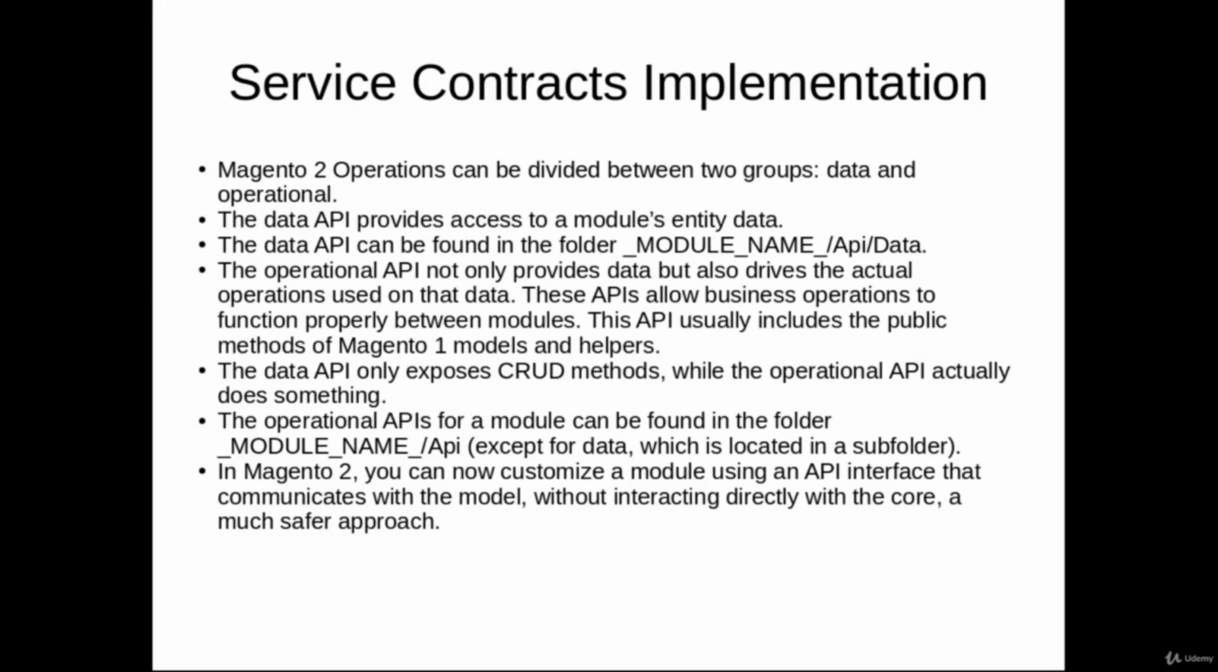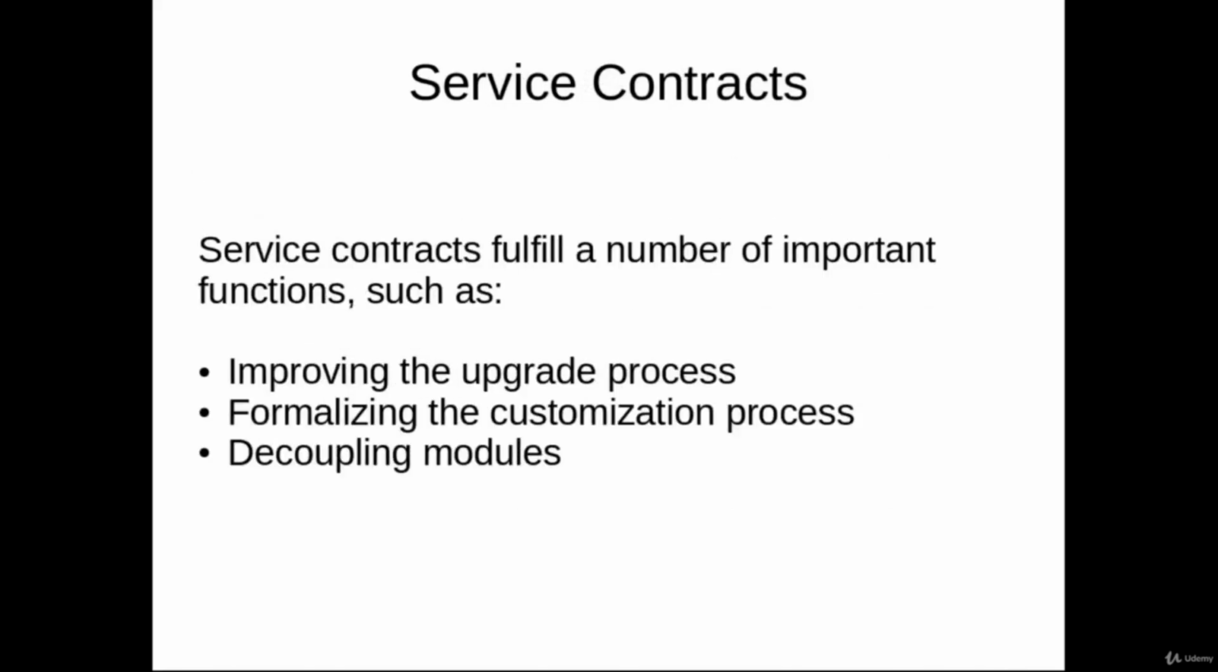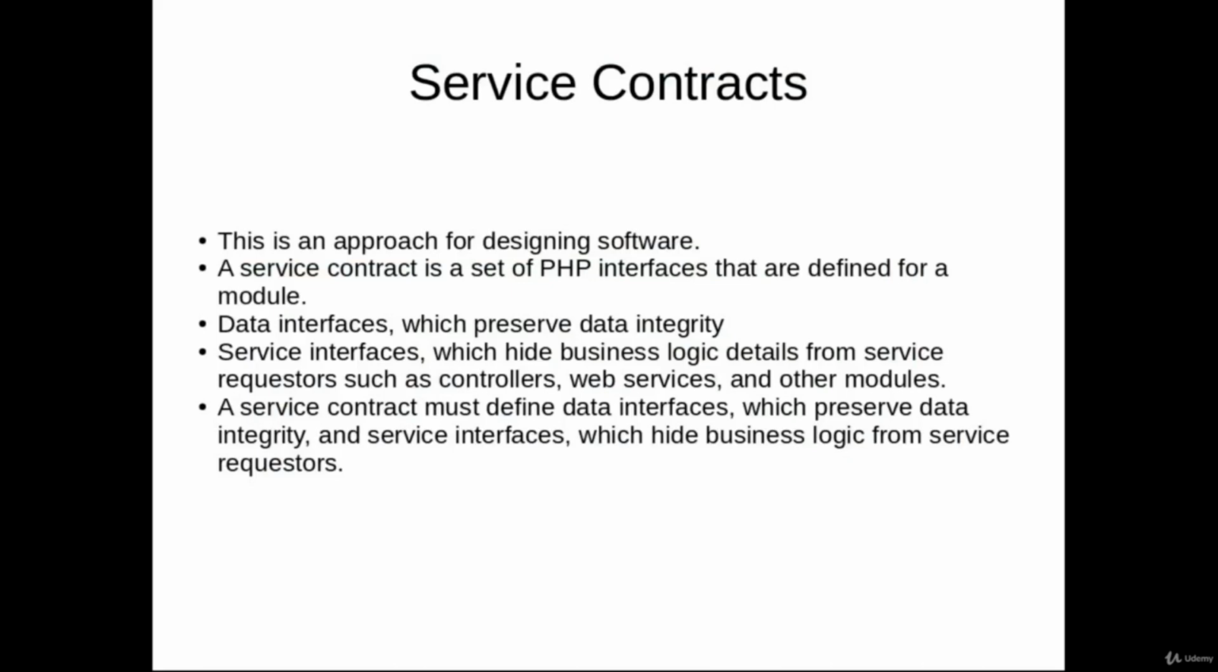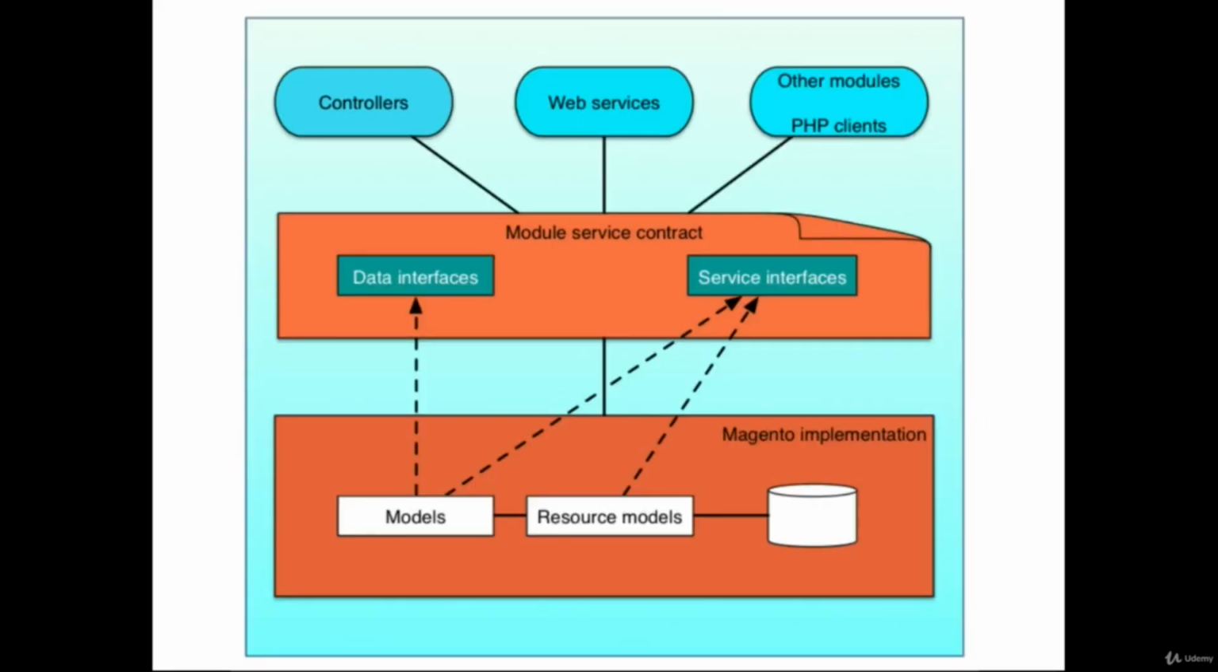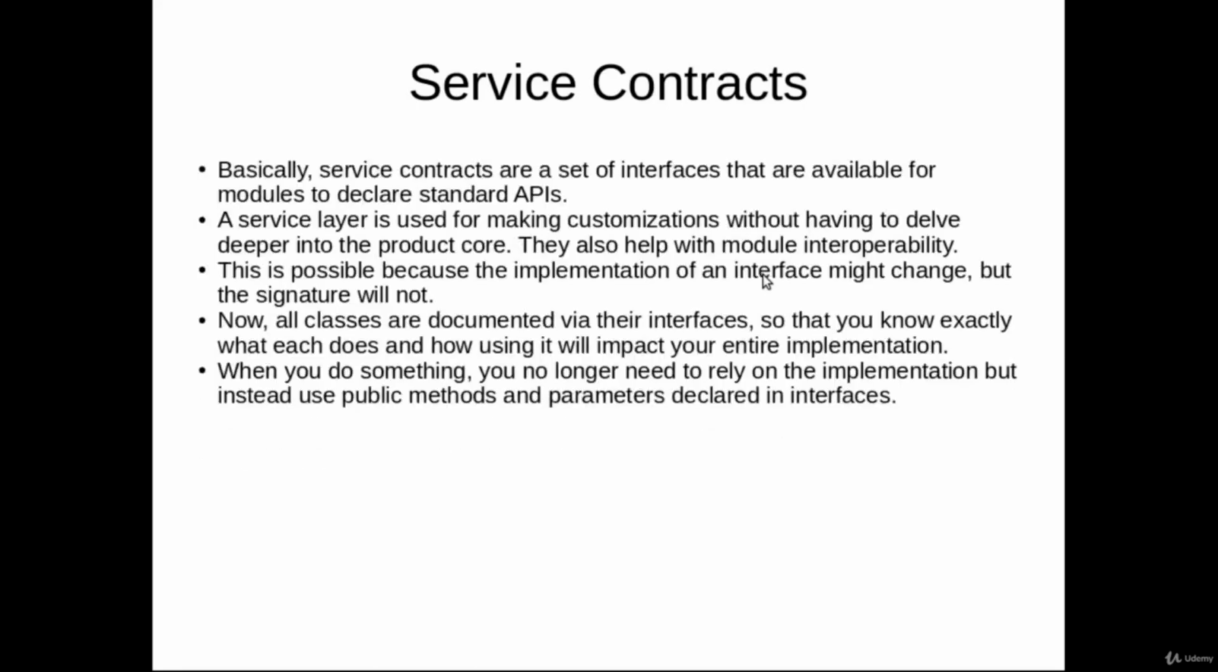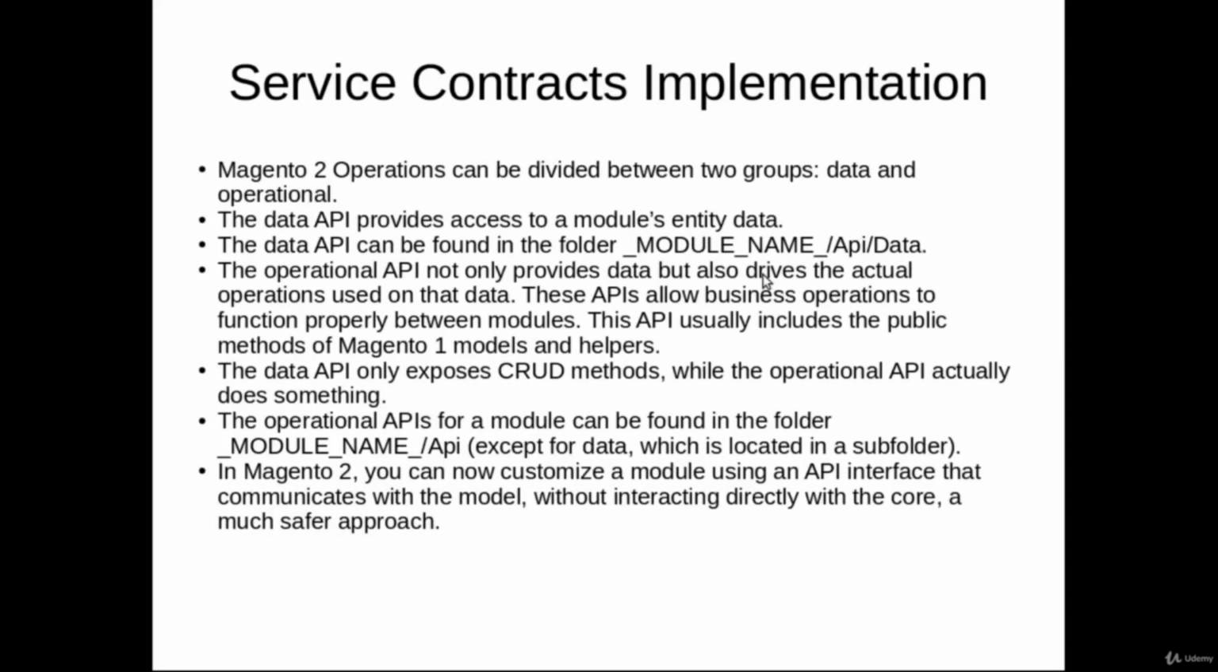The data API only exposes CRUD methods, as already discussed, while the operational API actually does something else. Okay, the operational APIs for a module can be found inside the folder module name and API. So operational APIs are service contracts, and those service contracts are directly in the API folder, and the data APIs are inside the data folder. As discussed above, we have two types of service contracts, data interfaces and service interfaces. So a data interface is a data API and service interfaces are operational APIs. The names should be very clear, because your questions may jumble around with these names.